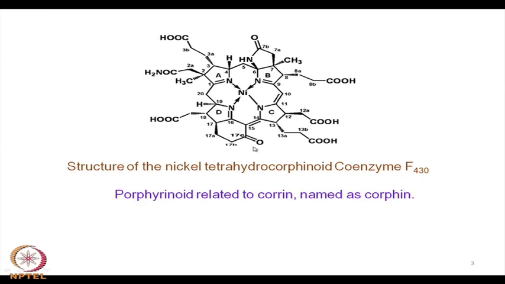So, you should be able to correlate in that fashion, because nature is giving you this particular thing. But you can always have the information that in the catalytic activity you are stabilizing the nickel in plus 1 oxidation state, but it is very difficult to make any unnatural tetrapyrrole in the laboratory which stabilizes the nickel compound so easily in plus 1 oxidation state.